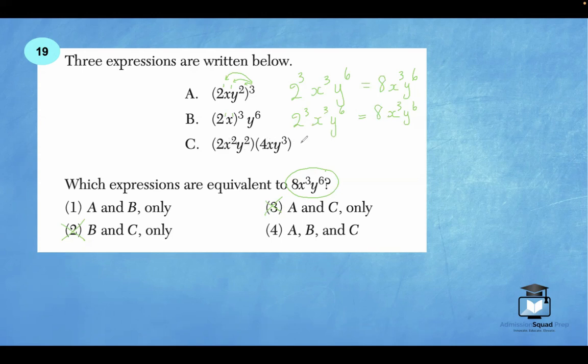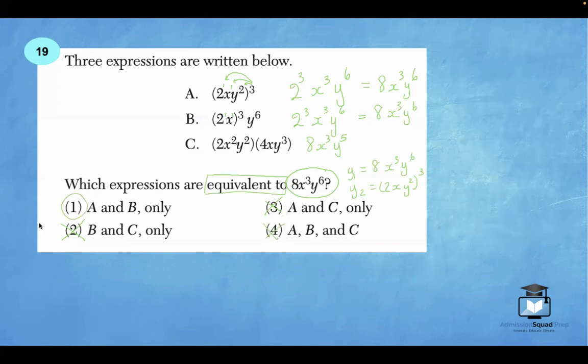So we have 2 times 4 is 8, and then we're multiplying x squared times x. When multiplying exponents with the same base, we keep the base and add the exponents. So we end up with x cubed. And then when multiplying the two y terms, we have y squared times y cubed. We're going to keep the base and add the exponents. So 2 plus 3 is 5. Unfortunately, this is not like the original expression. Therefore, C is not going to be included in our final answer. Answer choice 1 is correct.